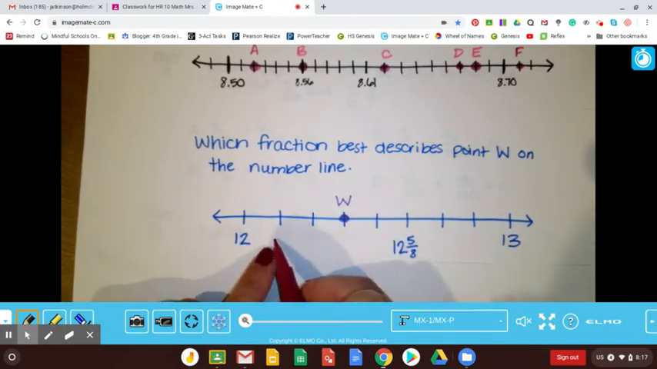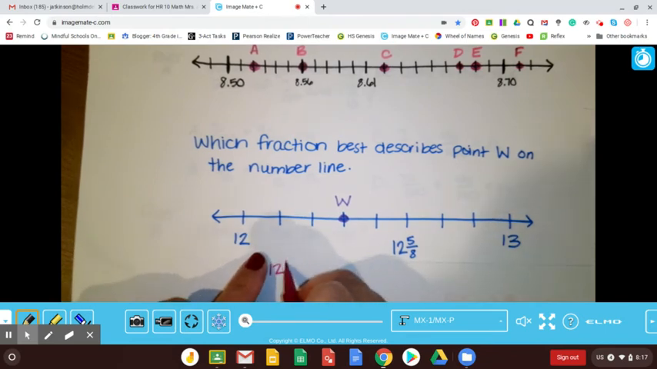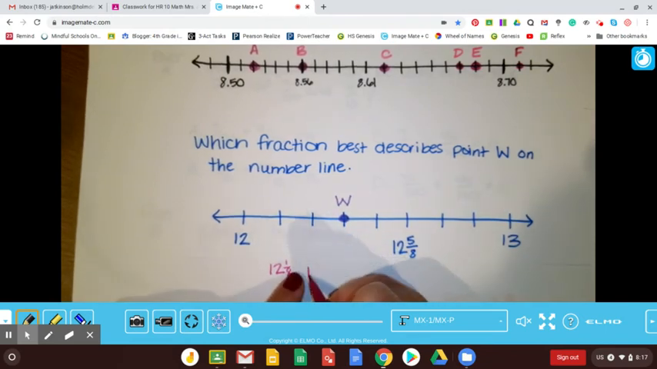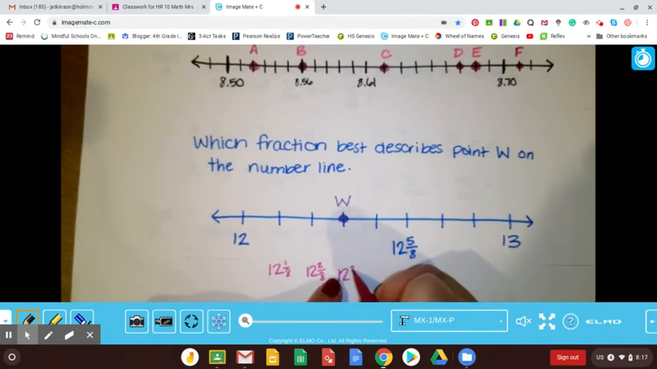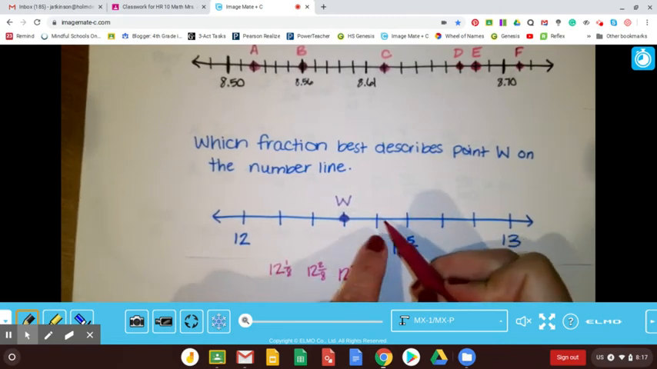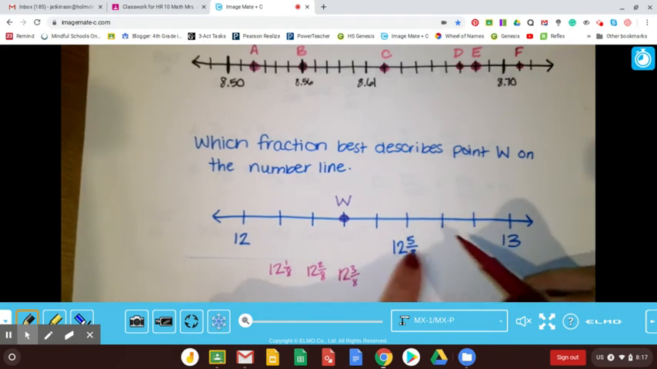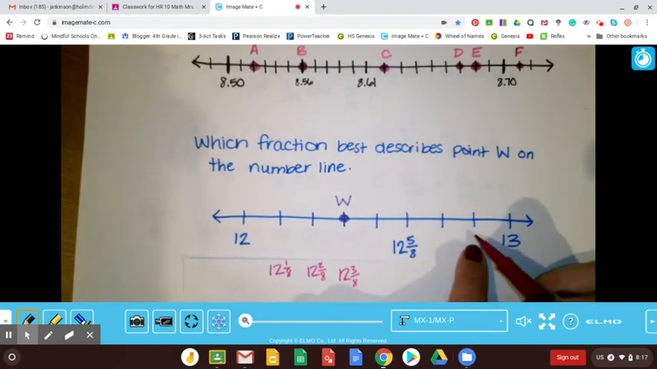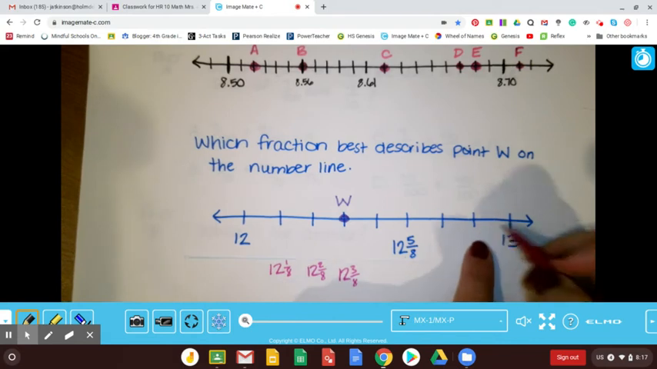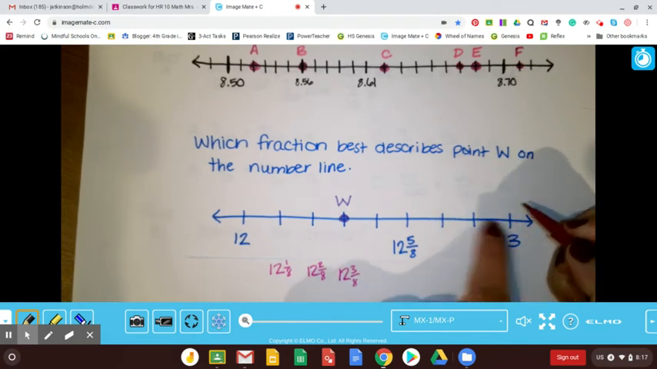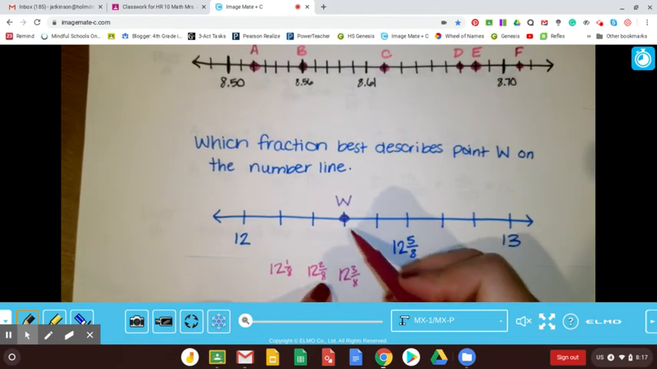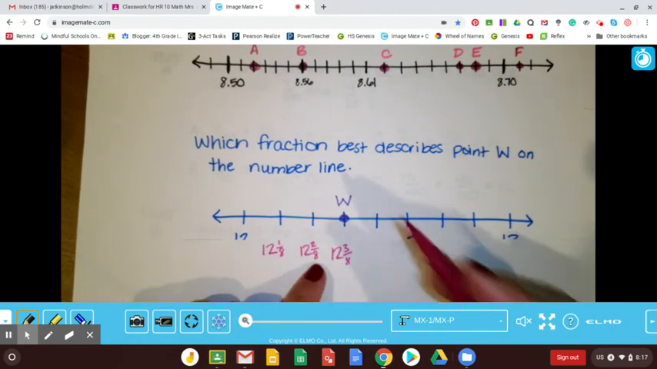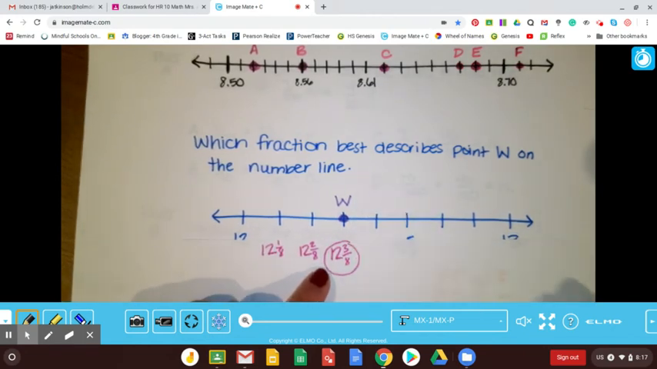So this would be 12 and 1/8. I'm thinking this guy would be 12 and 2/8. W, I think, is 12 and 3/8, but let me just keep going. 12 and 4/8, 12 and 5/8, 12 and 6/8, 12 and 7/8, right? And then 12 and 8/8 would be 13. So it looks like W would be 12 and 3/8 if we had to name a fraction for that point on the number line.